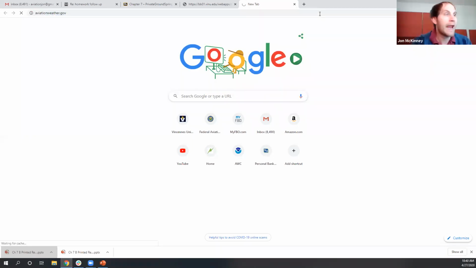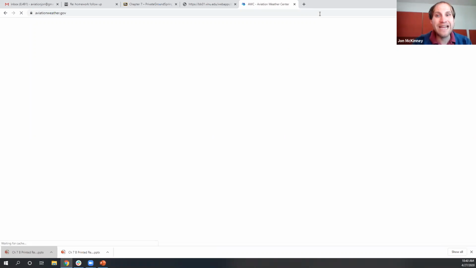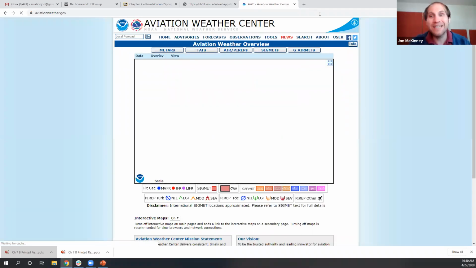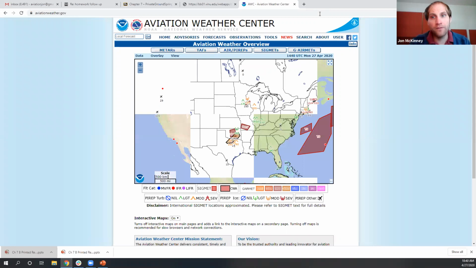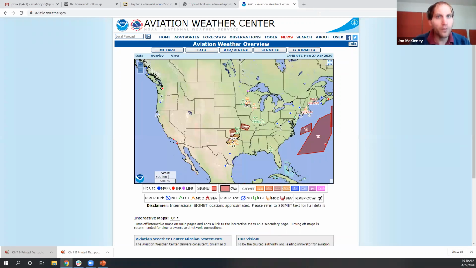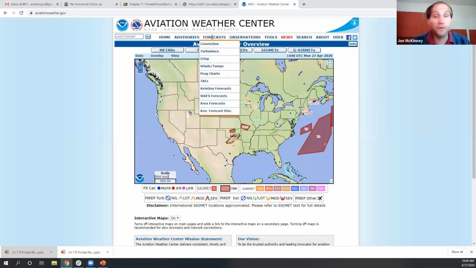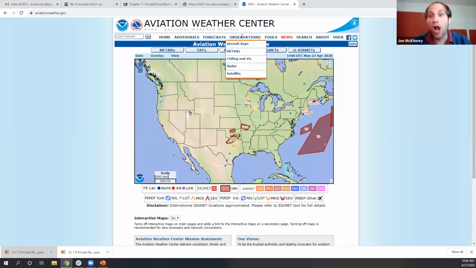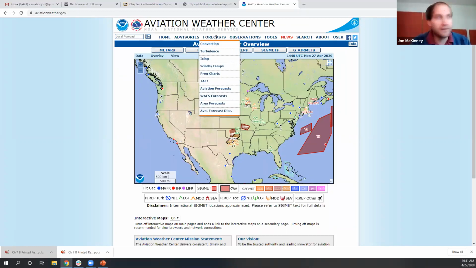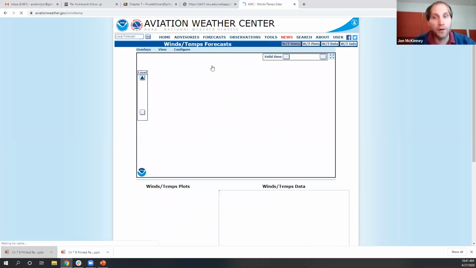So I'm going to start off by going to aviationweather.gov. When you get to aviationweather.gov, this is one of your favorite websites. On aviationweather.gov, when I get on this website, I usually go for forecasts or I go for observations. Those are my two main go-to tabs, menu drop downs. I'm gonna go to forecast today, and I'm gonna go for winds/temps, winds and temperatures aloft forecast.